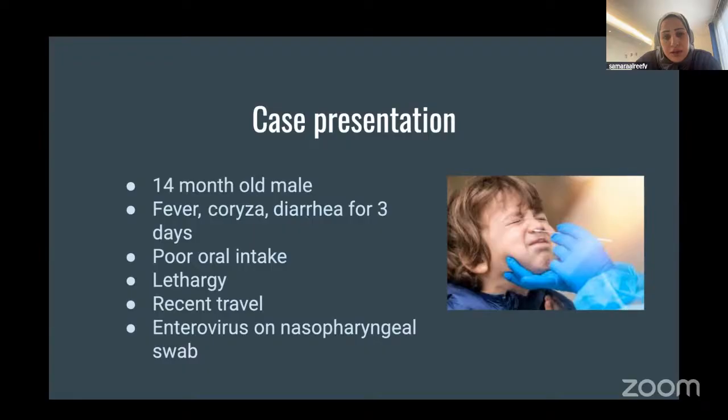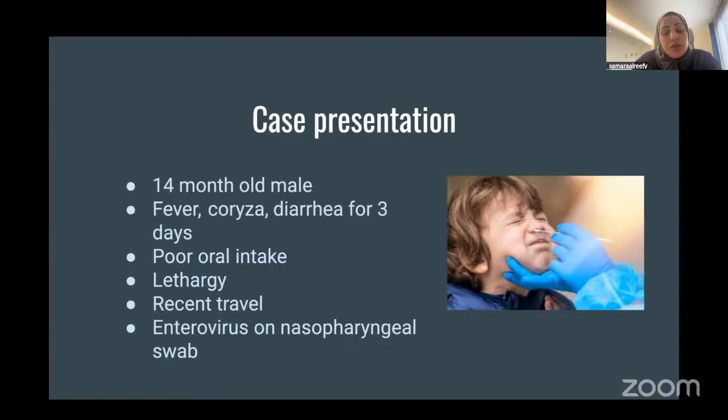He was extremely lethargic. She mentioned a history of recent travel. They were traveling from Dubai the day before, where they presented to another private clinic and had a pharyngeal swab done, which was positive for enterovirus. So this case prompted early recognition because of the poor oral intake, lethargy, and the child.